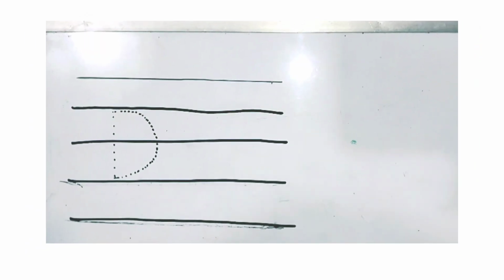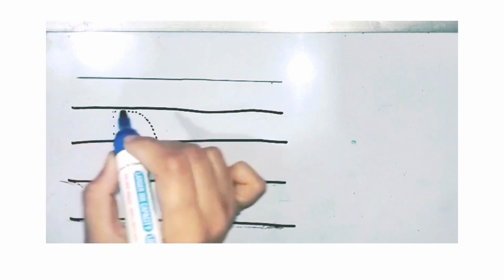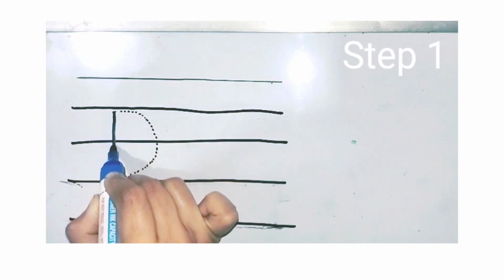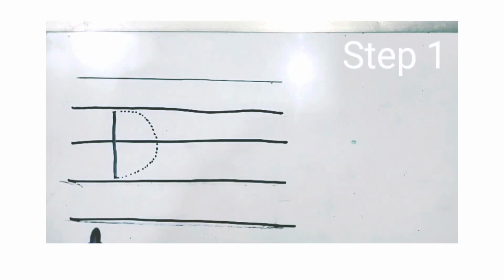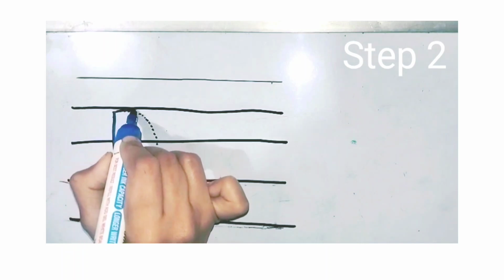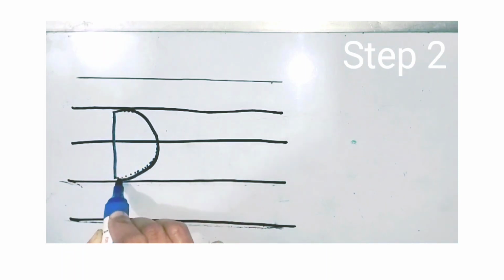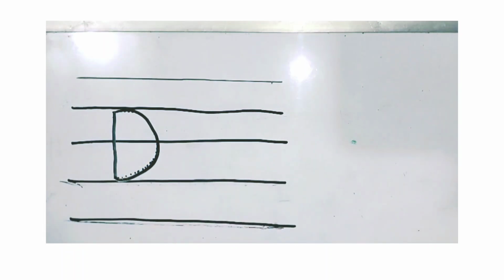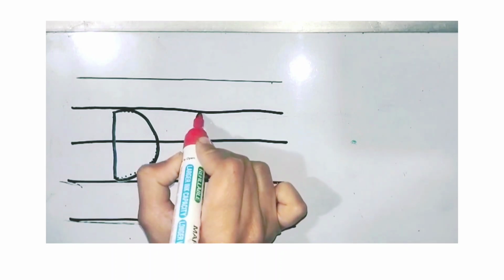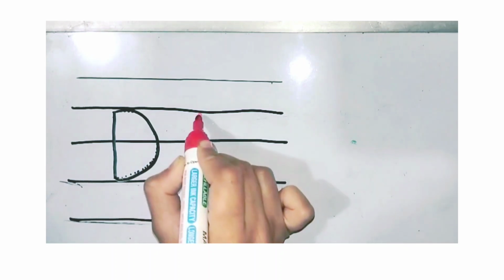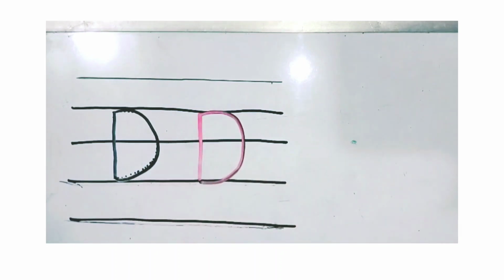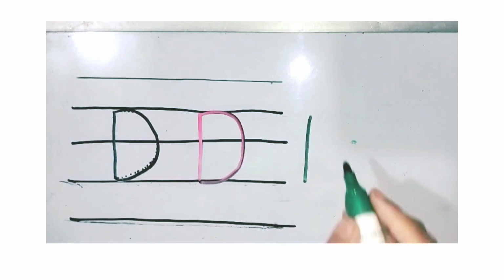This is the letter D. Let's write it together. Step 1. Draw a straight line down. And step 2. Make a big curve from top to bottom. Great! Now we made the letter D.